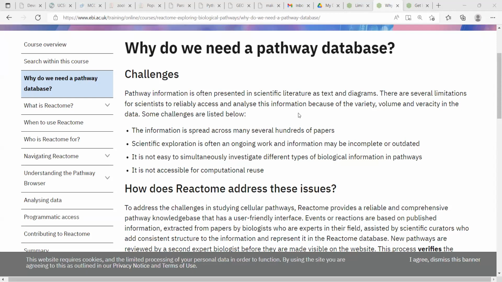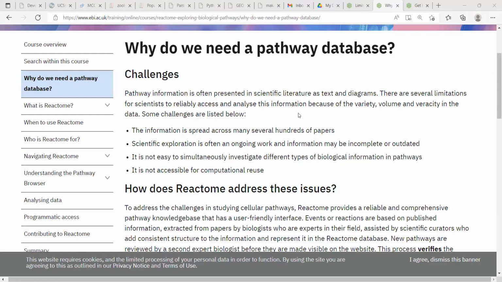And how are these pathways developed? Because only one group of scientists cannot invent one pathway. That is a very basic concept, isn't it? Because lots of molecules, lots of enzymes are involved in a pathway. If you think about a simple pathway, glycolysis, it has 10 different reactions, 10 different enzymes associated with it.